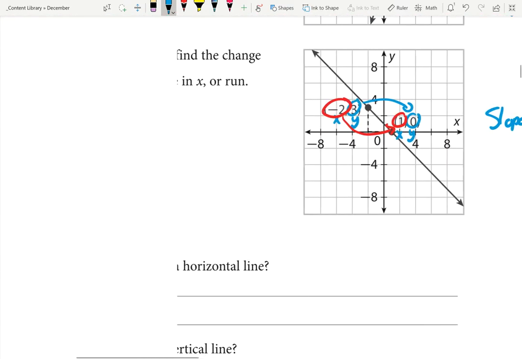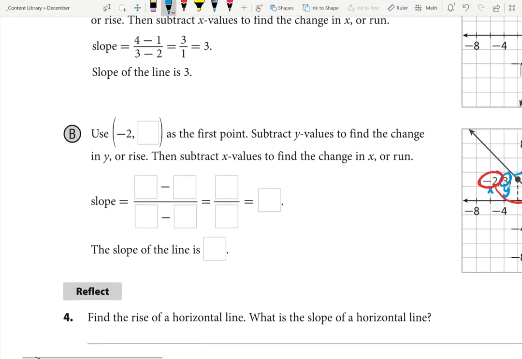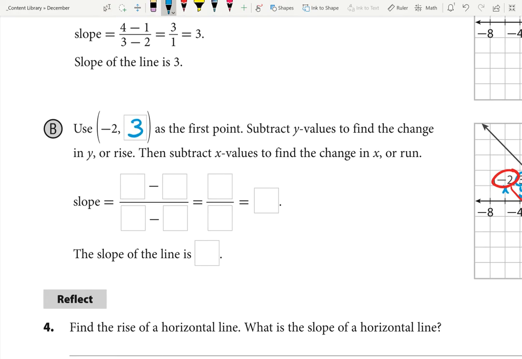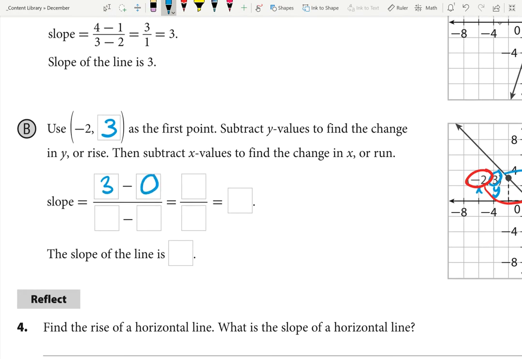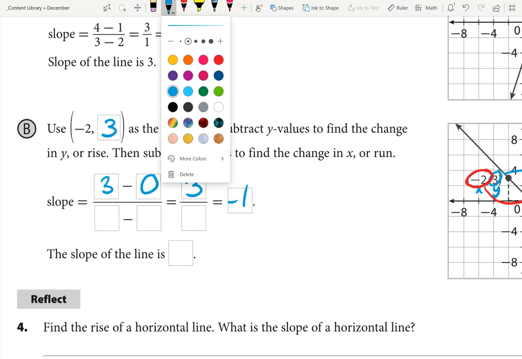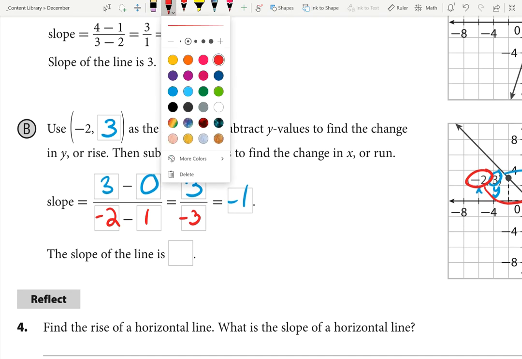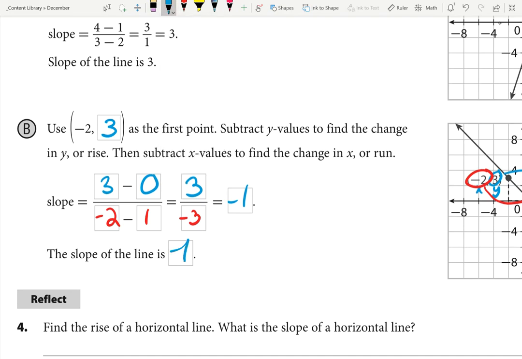And that's how we're going to find our slope. So we've already worked it out, but we'll go ahead and fill this in as well. So -2, 3 was the point in question. We did 3 minus 0, which was 3. We already know the answer. On the bottom, we had -2 minus 1, which is -3, right? And our slope of the line was -1.